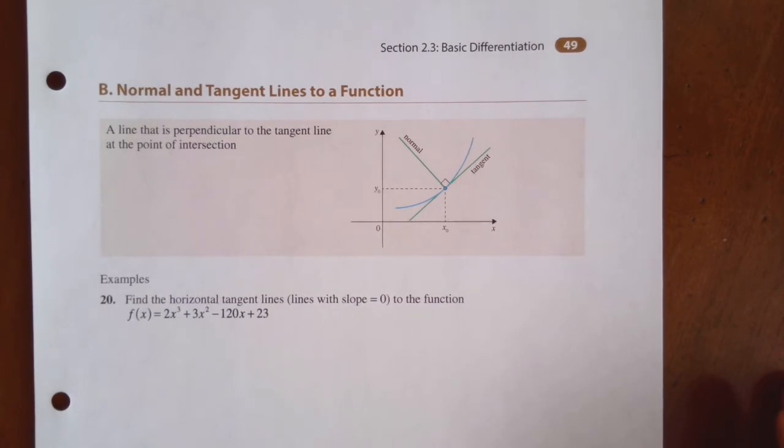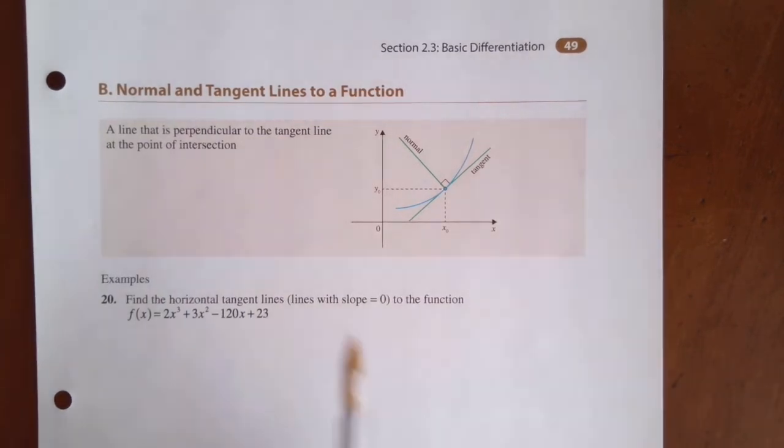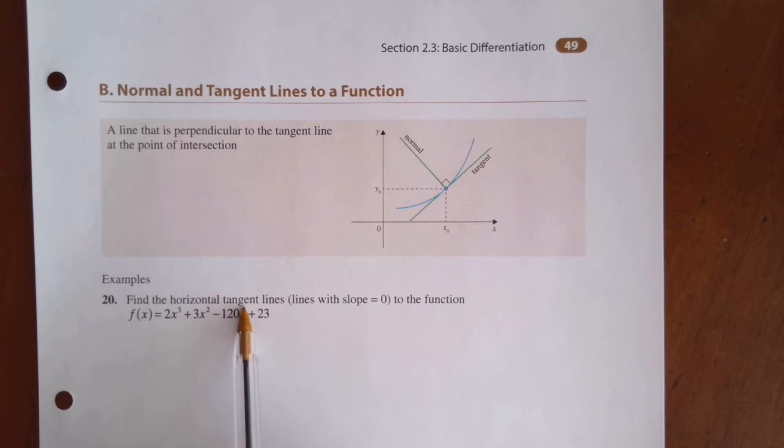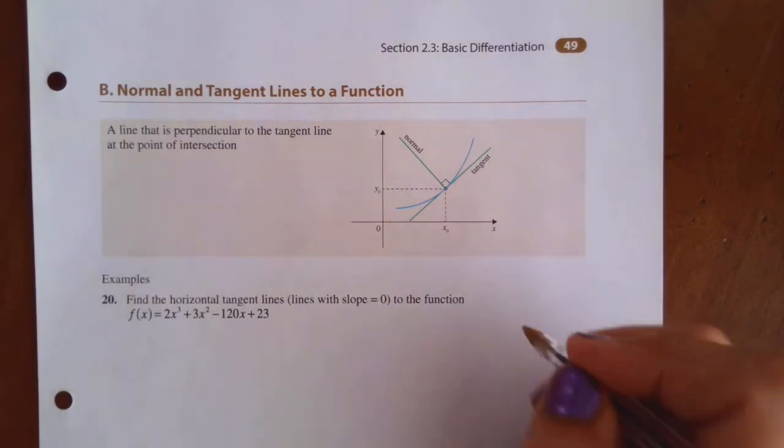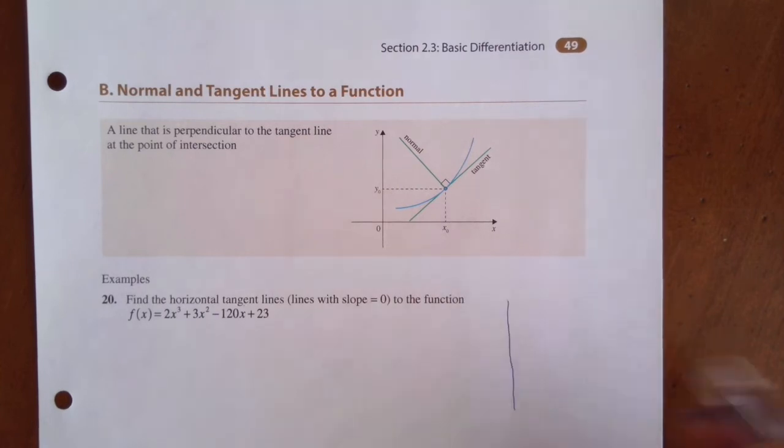All right, so if you look at number 20, find the horizontal tangent lines, lines that have a slope of 0. Remember what that means. A horizontal tangent line has a slope of 0 to this function. If you know your rules for polynomials, you remember these from algebra or your trig class for calculus.